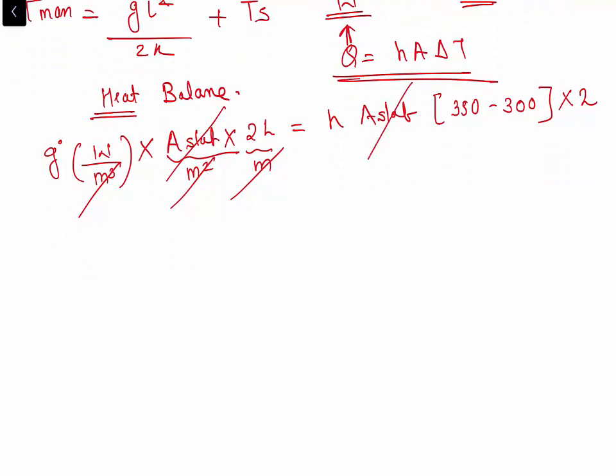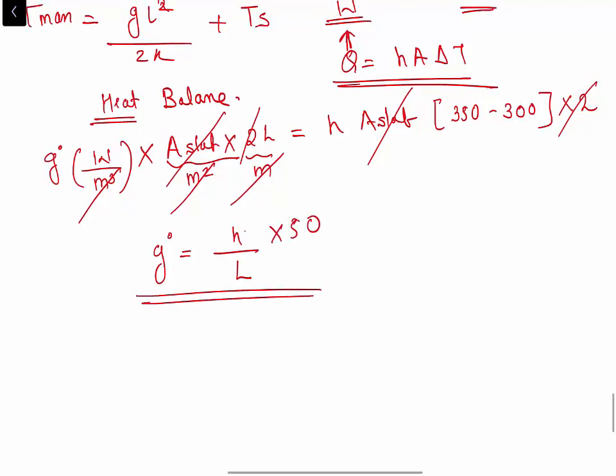And what else will be cancelled? h is there. Now I think everything is okay. Yeah, this 2 will cancel with this 2. Now everything is okay. G dot equals this, h is there. Now L will come down and this 50 will come down.